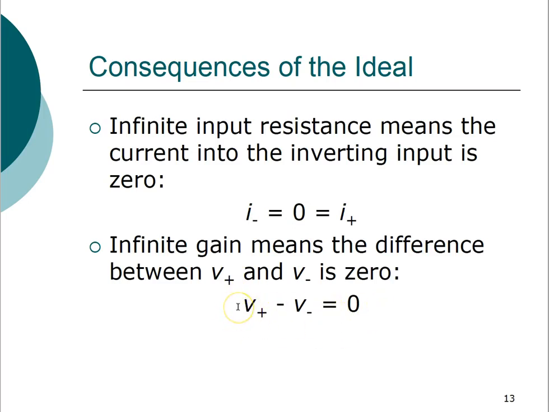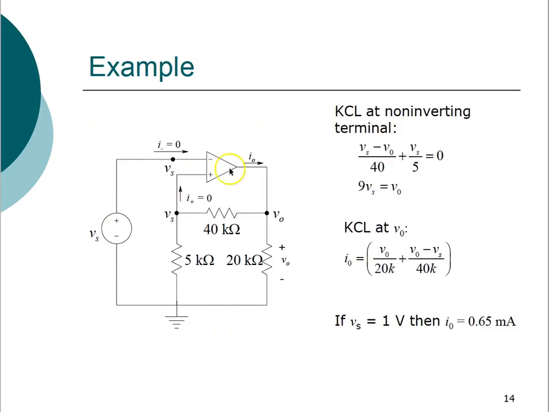I did not use the term virtual ground last time, but what you see here is basically this concept which we discussed, called your virtual ground, which means when your gain is infinite, then V plus is equal to V negative. So this is your virtual ground. And then using the ideal op-amp properties, we discussed this example, and then we found the value of I0 and V0, which was similar to what we found in the last example.